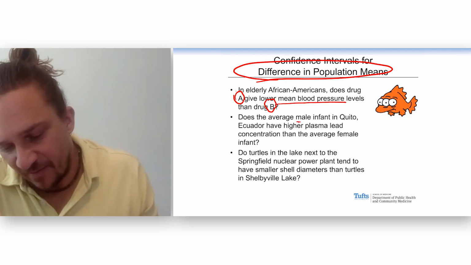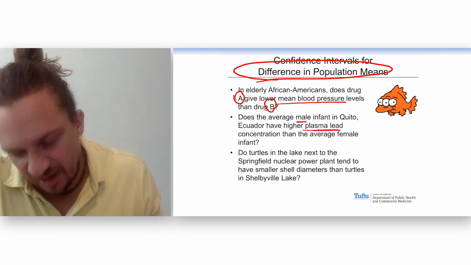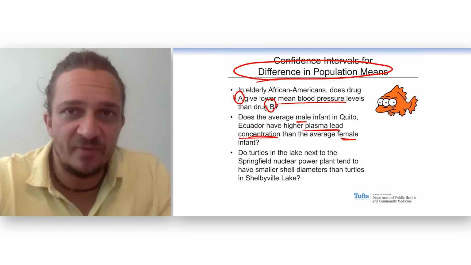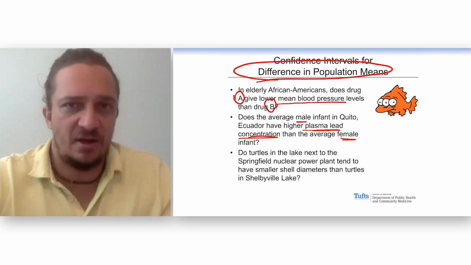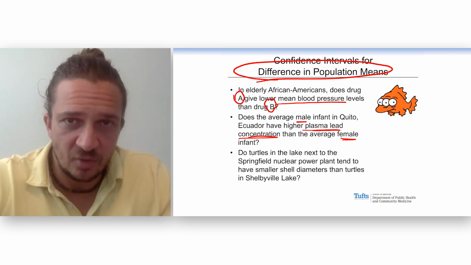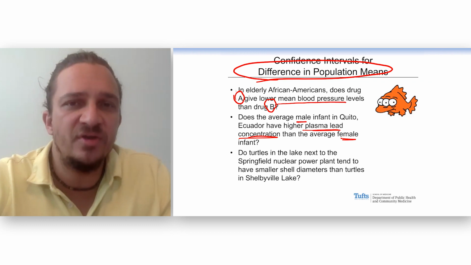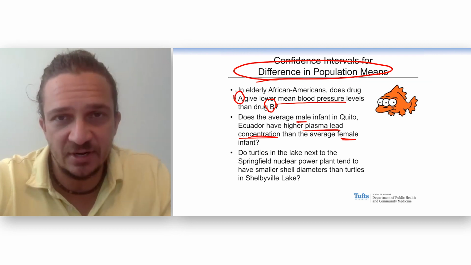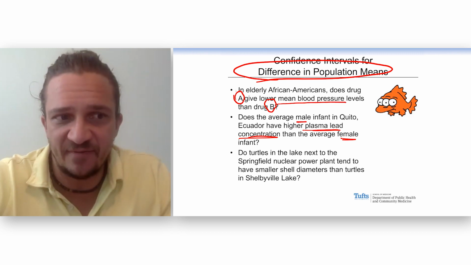Does the average male have a higher lead level than the average female? Two populations, male, female. Measure the mean lead concentration in their blood. Which one is higher? Calculate the difference between them. What number will you get for that difference? Well, I don't know. I have to take the samples first. I have to take a sample of males, a sample of females, calculate the difference.